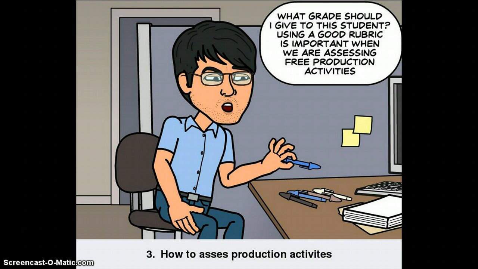Another aspect I think I've learned on this topic is what grade should I give to a student, mainly when we are dealing with production activities like speaking or writing. So in these cases, I think it is important to have good rubrics.